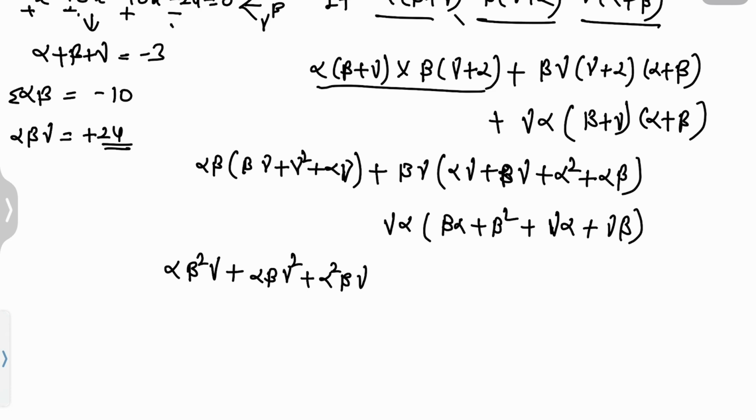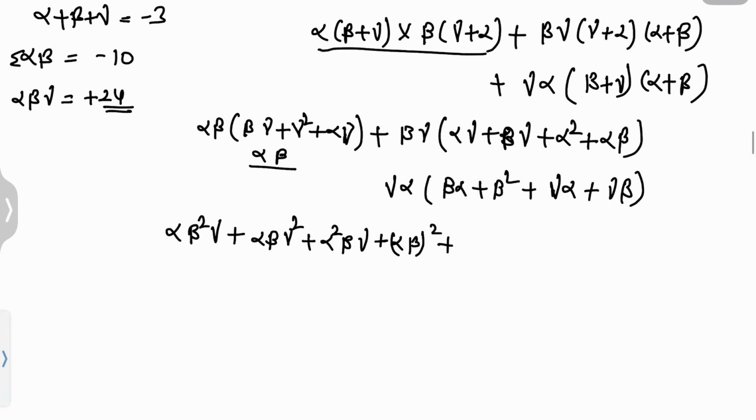Similarly, you can multiply the second one and check. One term is missing: beta multiplied by alpha gives alpha beta, which is also multiplied, giving alpha beta whole square. That's the missing term. Multiplying the same way, we get alpha gamma square plus beta square alpha gamma square plus beta gamma alpha square plus alpha beta square gamma, right?